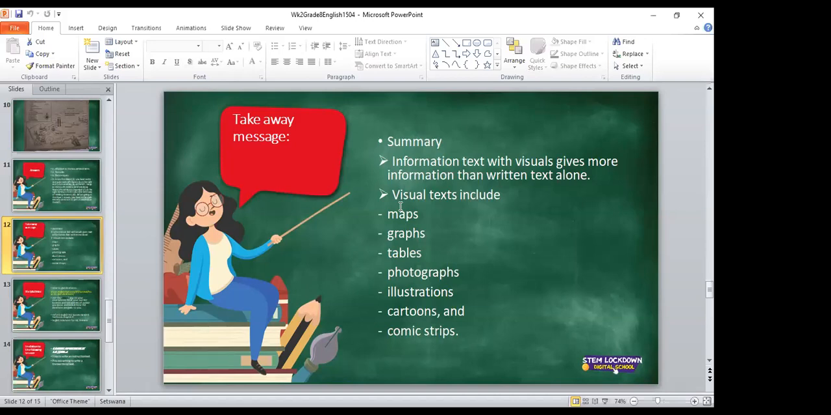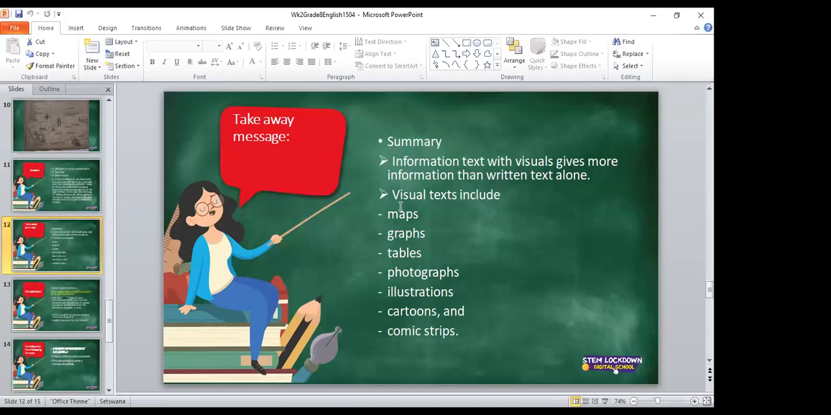Okay, seems like there's no question. So yes, I'm glad everybody, we are on the same page. So yes, we are doing visual texts. Visual texts. So yes, there are the examples of visual texts.